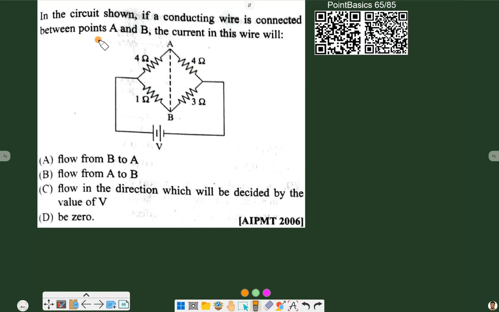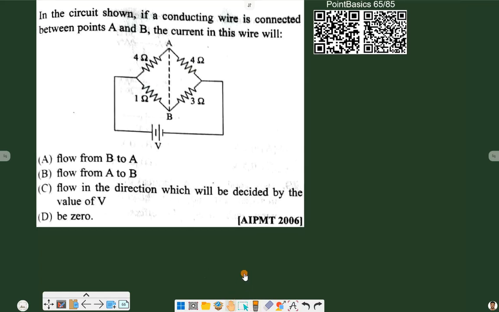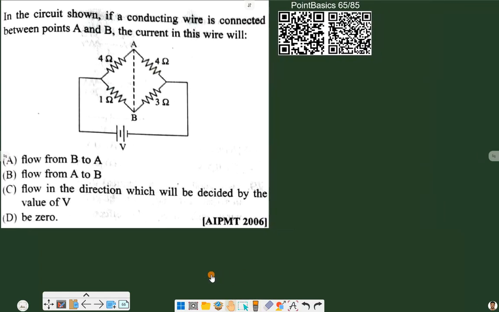In the circuit shown, if a conducting wire is connected between A and B, the current in this wire will be what? Now first let's see if the bridge is balanced or not. If the bridge is balanced, there will be no current, and if the bridge is not balanced, then there will be some current. So to check the balancing, 4 by 1, and on the other side we have 4 by 3. So these are not equal.